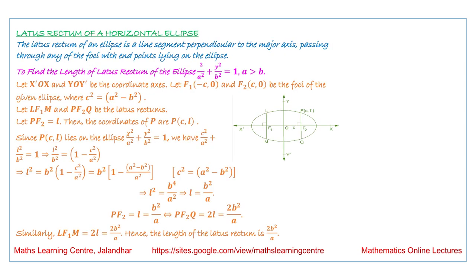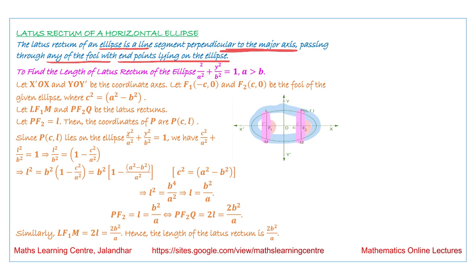Next we have to calculate the latus rectum of an ellipse. The definition is similar to what we have studied for the parabola. The latus rectum of an ellipse is a line segment perpendicular to the major axis and passing through any focus, with end points lying on the ellipse. So this ellipse is given, F1 and F2 are the two foci. We are talking about the line perpendicular to the major axis and passing through these foci, and their end points lie on the ellipse. This is the latus rectum. So we have to calculate the length of the latus rectum.